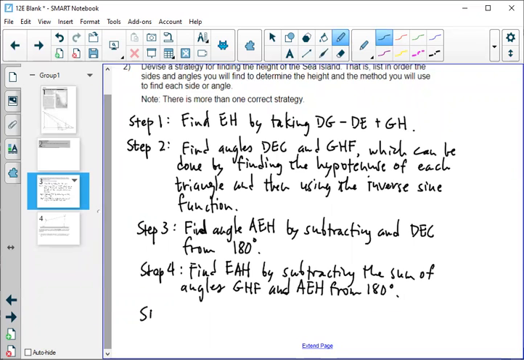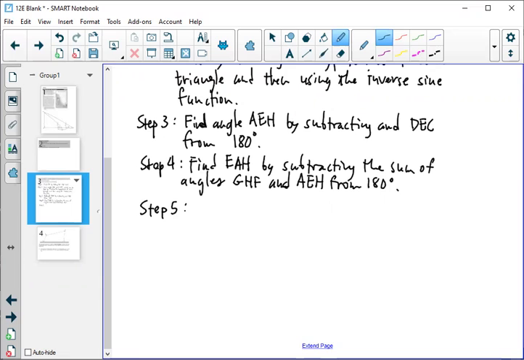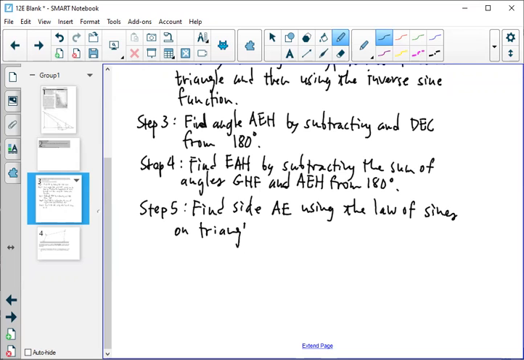Go on to step 5. Extend the page a bit more. And here we can find side AE using the law of sines on the triangle AEH. So let me put this here. Find side AE using the law of sines on triangle AEH.